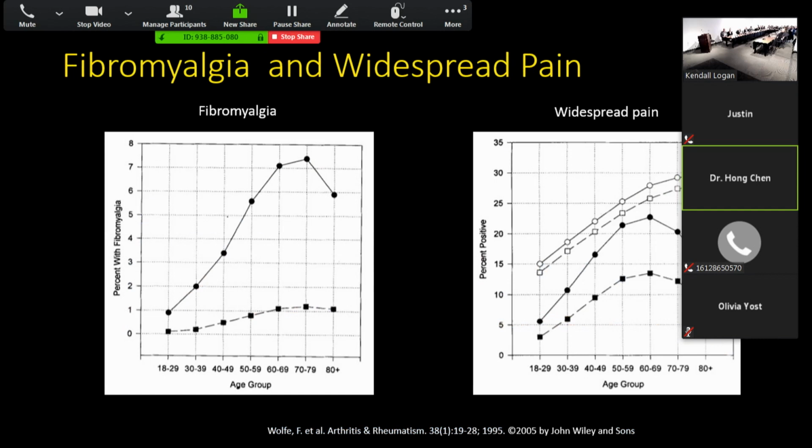If we look at widespread pain and fibromyalgia, these are the worst-case scenarios for chronic pain, and they are very resistant to current treatments. The prevalence of these conditions starts increasing rapidly around 30 to 50 years old, and then blooms later in life in both genders. This is female, this is male.